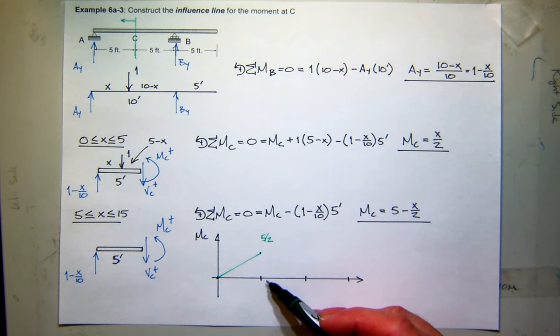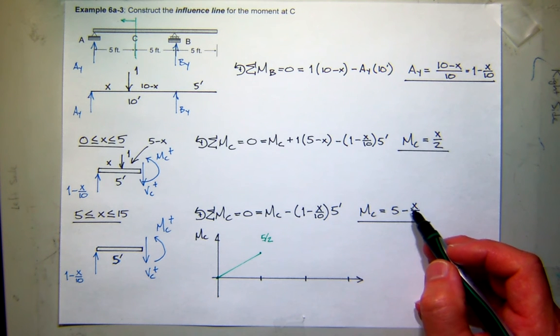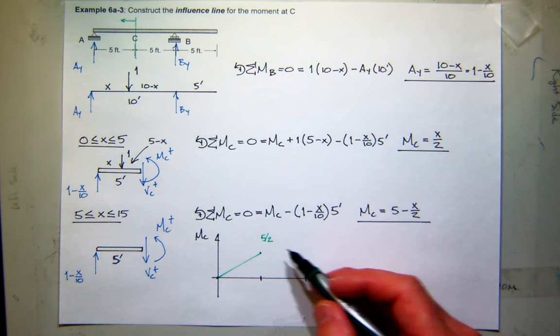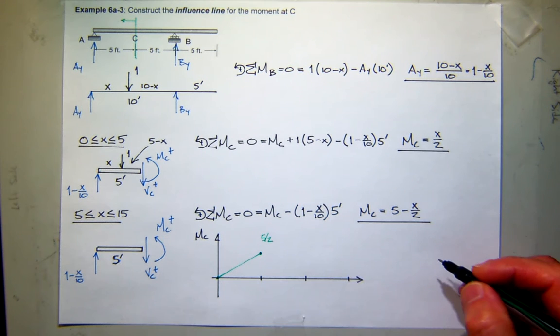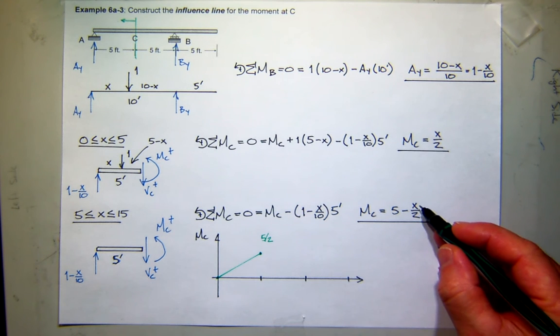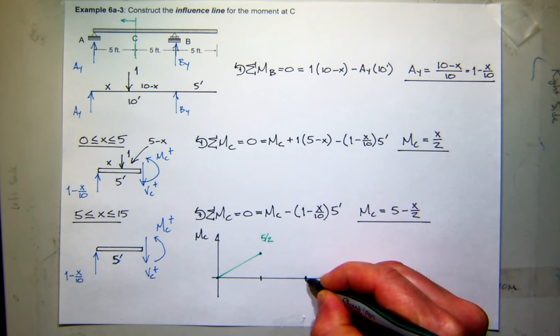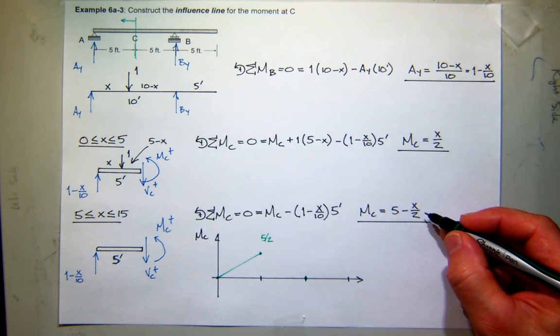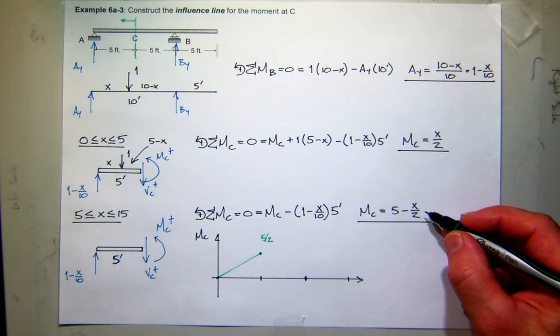So now I'm going to graph it from 5 to 15. So I put in 5 here, and what do I get? I get 5 minus 5 over 2, which is still 5 over 2. So it gets the same value for the moment. When I put in x equal 10, I get 0. When I put in x equal 15, I get minus 5 over 2.